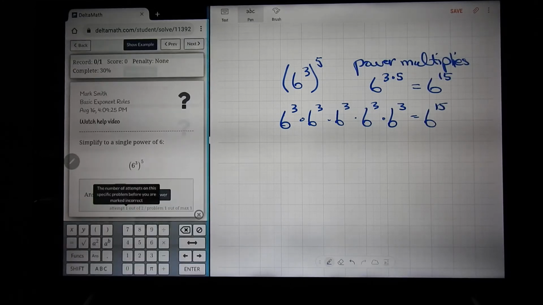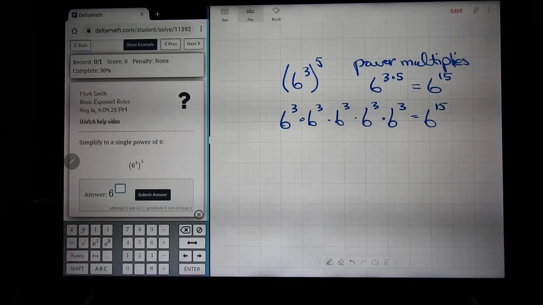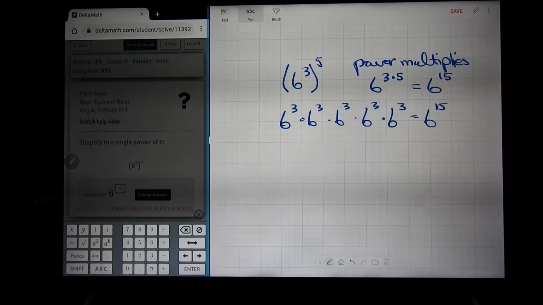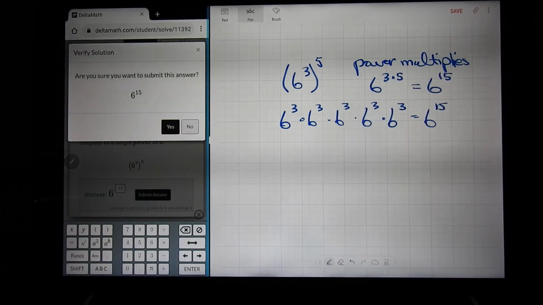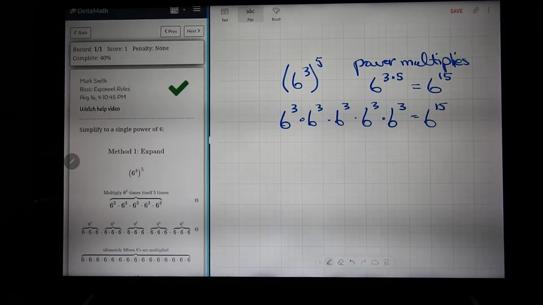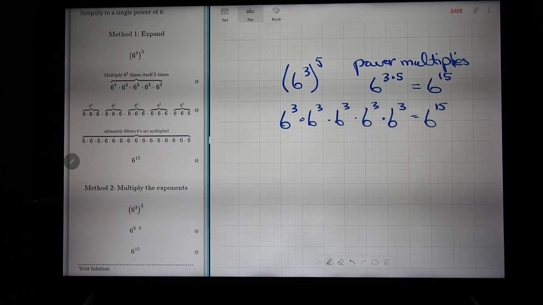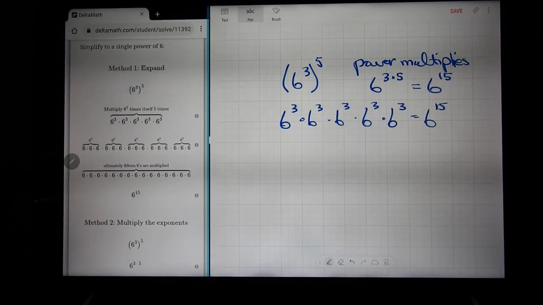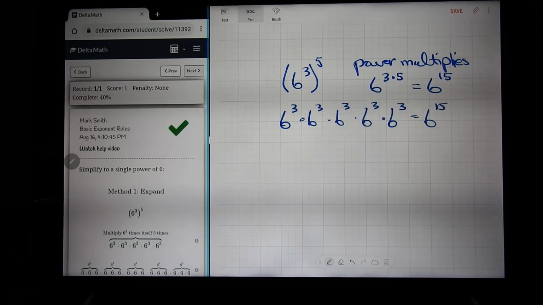So we go over here and we put in our 15 and submit answer. Yes, we like that. And it tells us pretty much the same thing I said here. They actually wrote all the 15 6's out. So, let's go to the next one here.